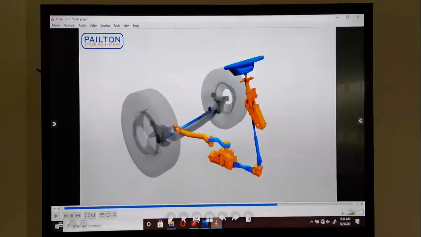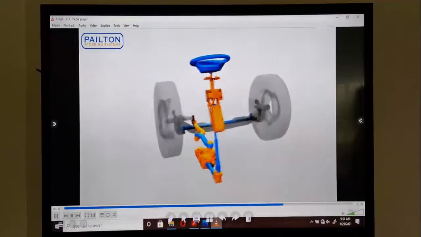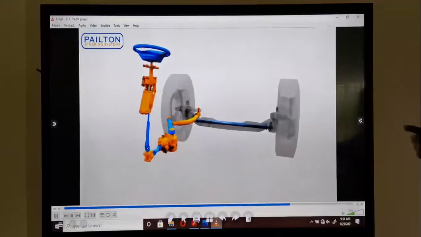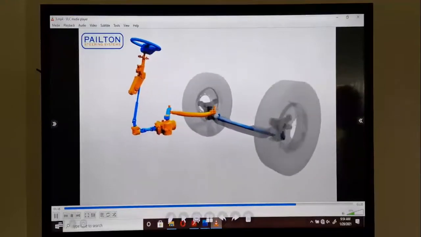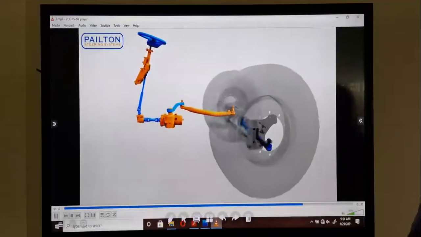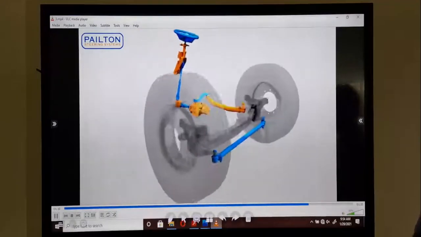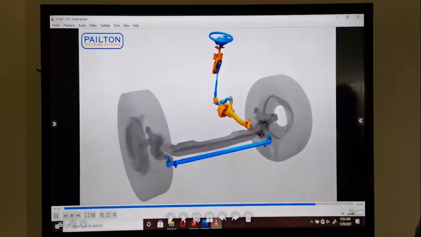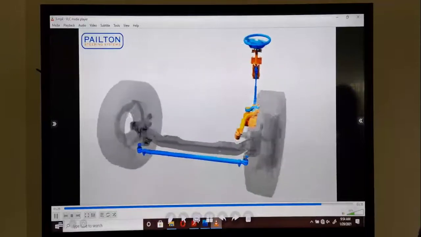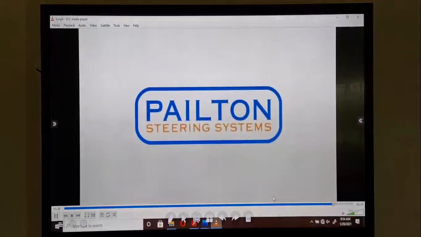In this video, you just understand how this works. I will explain later how this recirculating ball gearbox works. When the steering is rotated, this Pitman arm moves left and right. It is not a circular motion; it is like a circular motion, but not a complete circle.